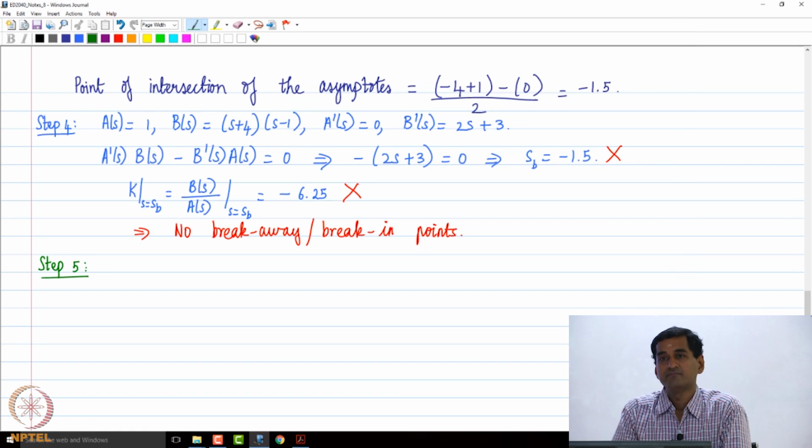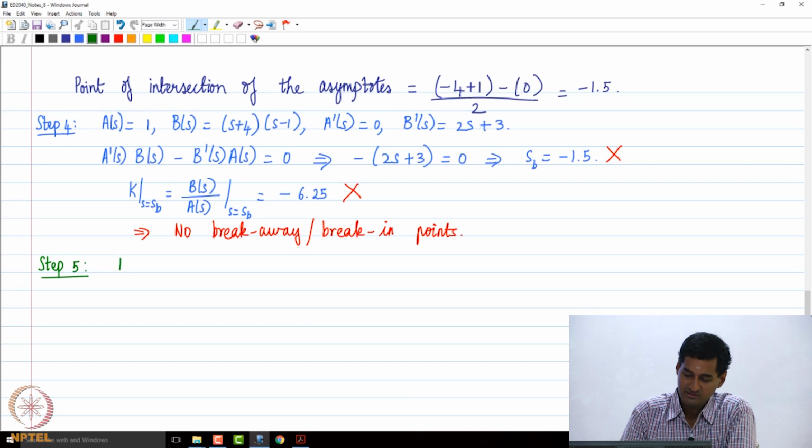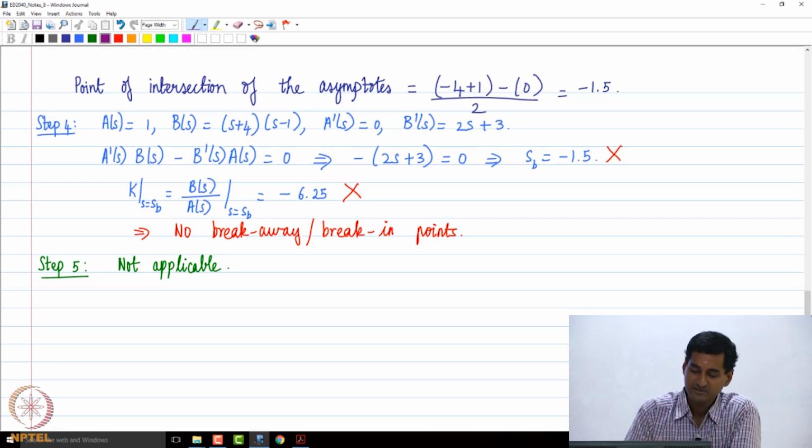Step 5 is angle of departure from a complex open loop pole and angle of arrival at a complex open loop zero. Does that step apply to the example? No, right. It still does not apply because we have only real open loop poles in this example. So step 5 is not applicable, as far as this particular transfer function is concerned.